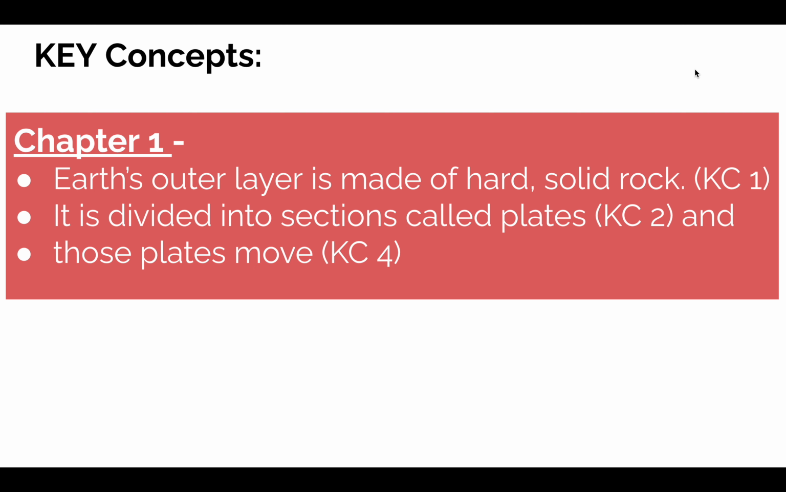Just a reminder, key concept number 1 is Earth's outer layer is made of hard solid rock. It is divided into sections called plates. That's number 2. And those plates move. That's key concept number 4. We looked at examples of questions that were asked on Chapter 1 or having to do with the Chapter 1 key concepts. Before that, though, it's important that you understand what are some things that we did in class and how can you review those so that you make those connections to those key concepts.